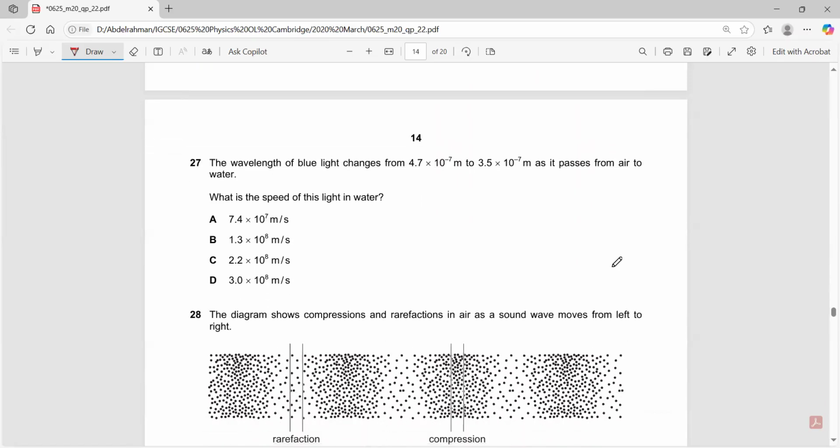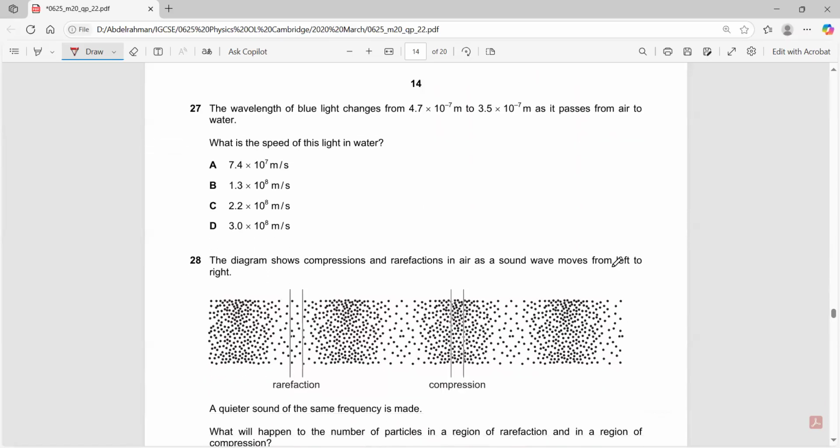The wavelength of blue light changes from 4.7 to 3.5 as it passes from air to water. What is the speed of this light in water? So initially it was 4.7 and finally it was 3.5 in water. Can I find the speed? Yes, I can find the speed. You can use two different equations, but for simplicity, let's use the longer way around by finding the frequency. Can I find the frequency?